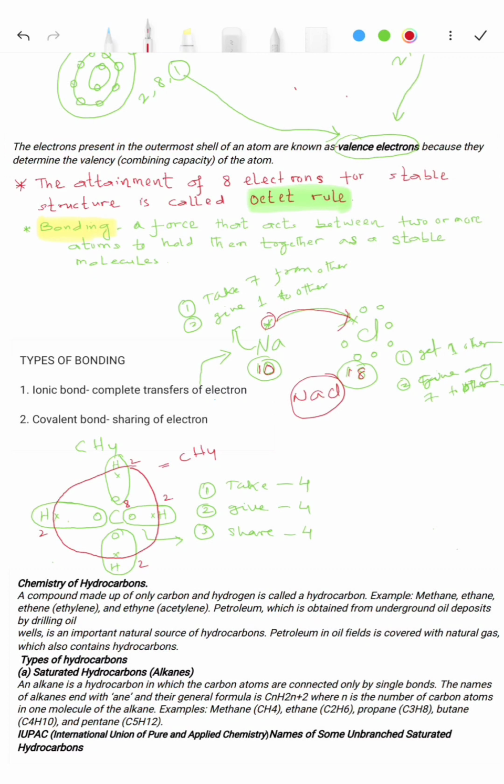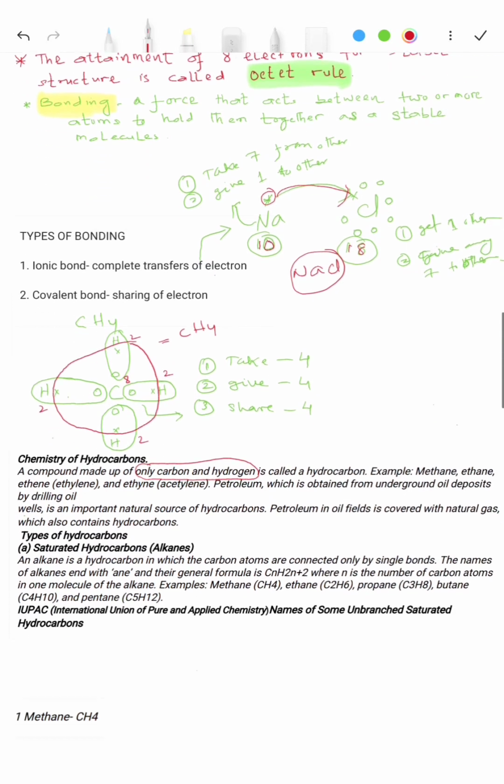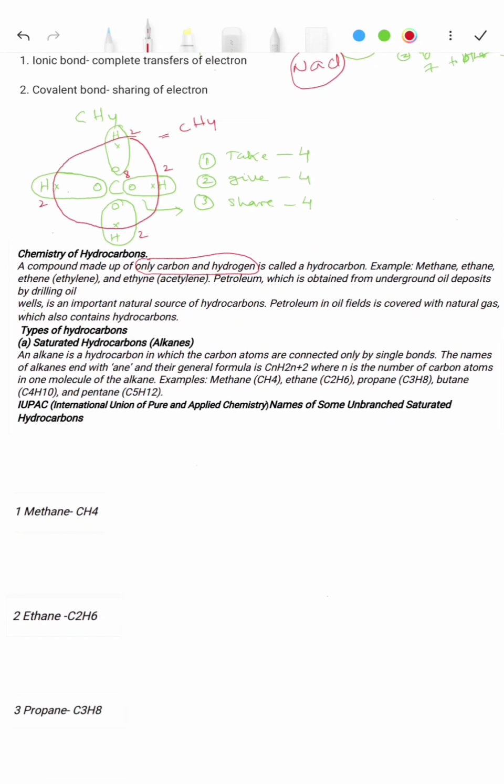Chemistry of hydrocarbons. A compound made up of only carbon and hydrogen is called a hydrocarbon. Examples are methane, ethane, and so on. Types of hydrocarbons. The first one is saturated hydrocarbons, or alkanes.